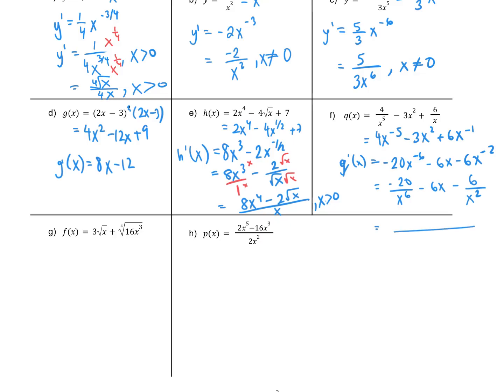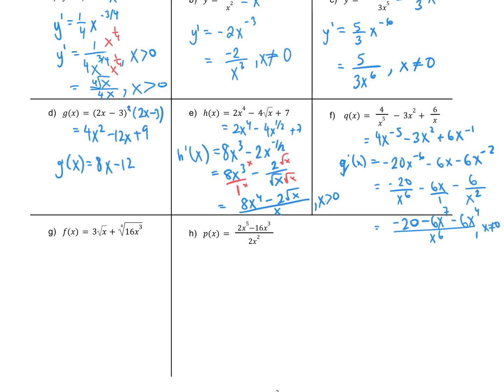So here my common denominator will be x to the 6. The first one's fine. The second one, which is over 1, is going to have to get multiplied by x to the 6, which makes it negative 6x to the 7. And the last one has to get multiplied by x to the 4 to get to that x to the 6. And my restriction, x can't be 0.